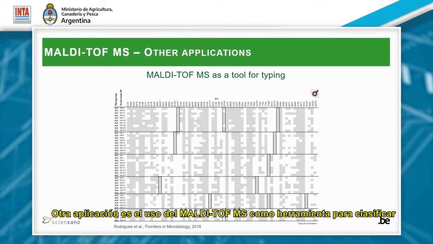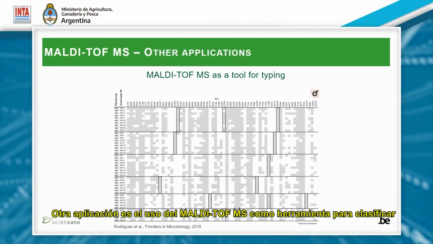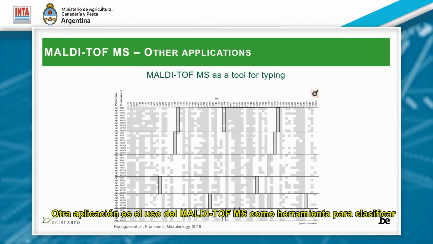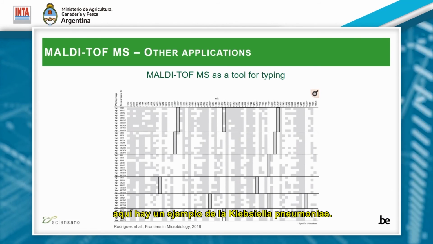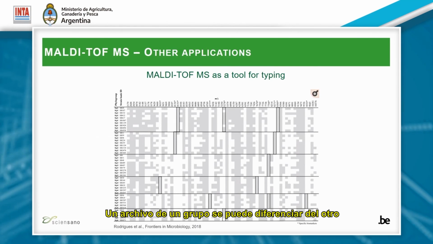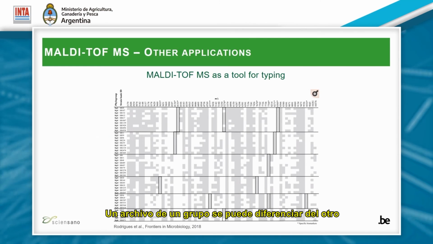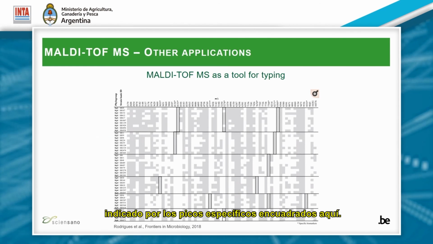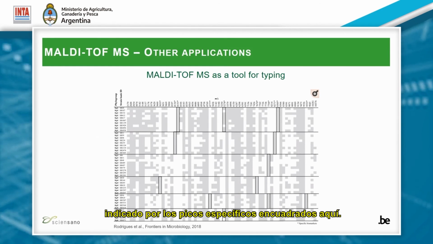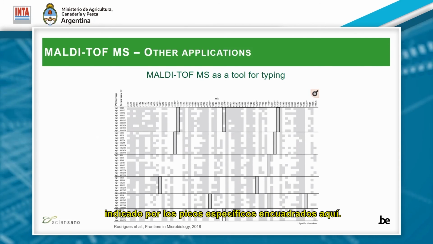Now, another application is the use of MALDI-TOF MS as a tool for typing. Here, an example of Klebsiella pneumoniae. Different phylogroups can be differentiated from one another, indicated by the specific boxed peaks here.